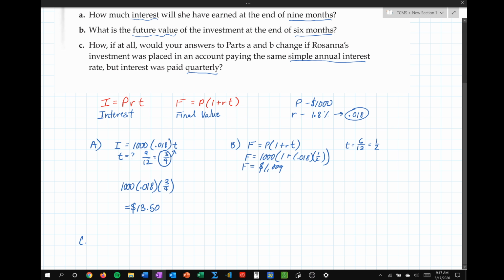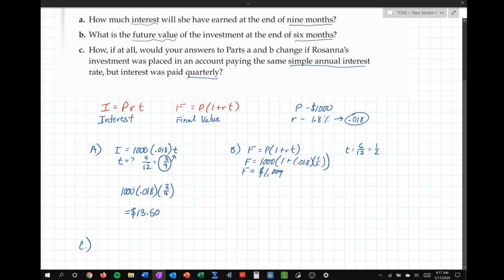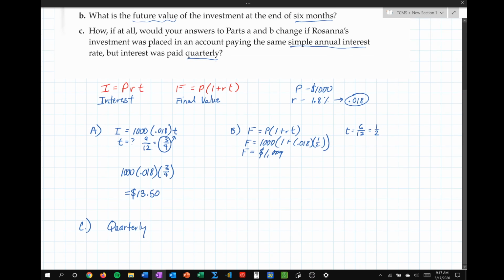So starting with whatever information we had in A, right? In A, they were saying that she was going to earn interest at the end of 9 months, okay? But the interest was going to be paid quarterly. So remember when we talked about quarterly, you're basically splitting up the year into 4, right? So you have your 12 months of the year, you divide that by 4. So really what we're talking about is a period of 3 months, or a 3-month period, right?